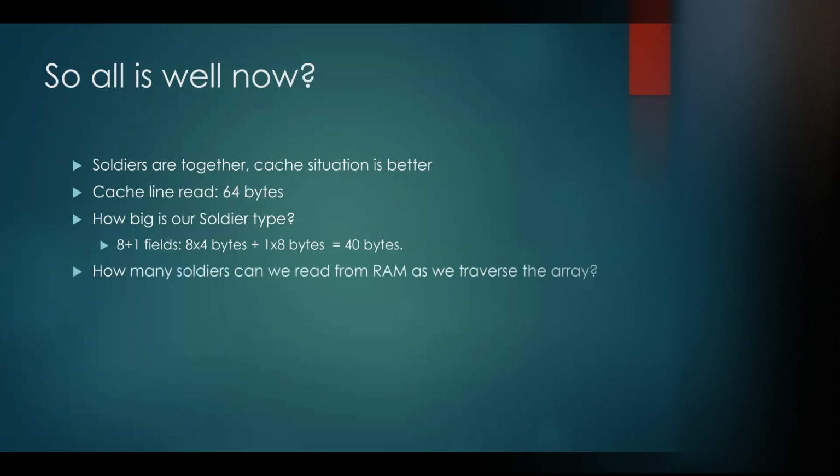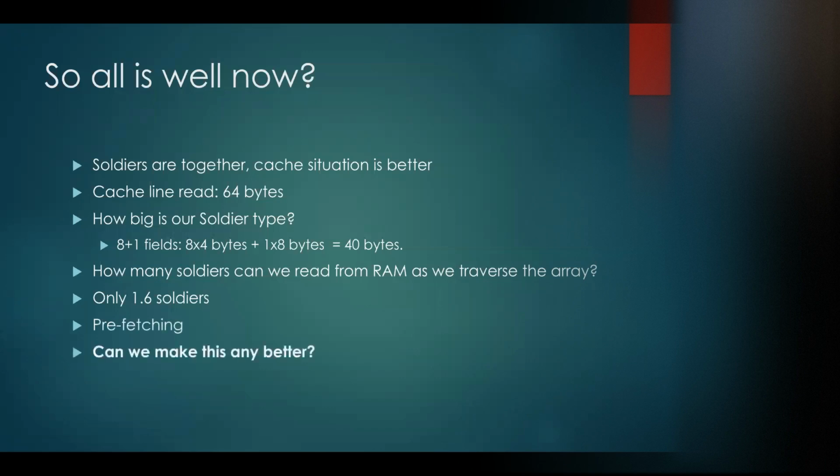And here's a question. How many soldiers can we read from RAM as we traverse the array if they're 40 bytes, and I can read 64 bytes every time I go to RAM? I can read 1.6 soldiers, right? So that means every time I need to go to RAM and fetch a soldier, I'm reading that soldier that I need and about 60% of the next one, right? So I'm going to have to go to RAM again if I want to get the rest of the soldier as soon as I increase my counter and try to process the next one's position. And again, prefetching helps, but only 1.6 soldiers is pretty low. We're going to be going to RAM all the time.